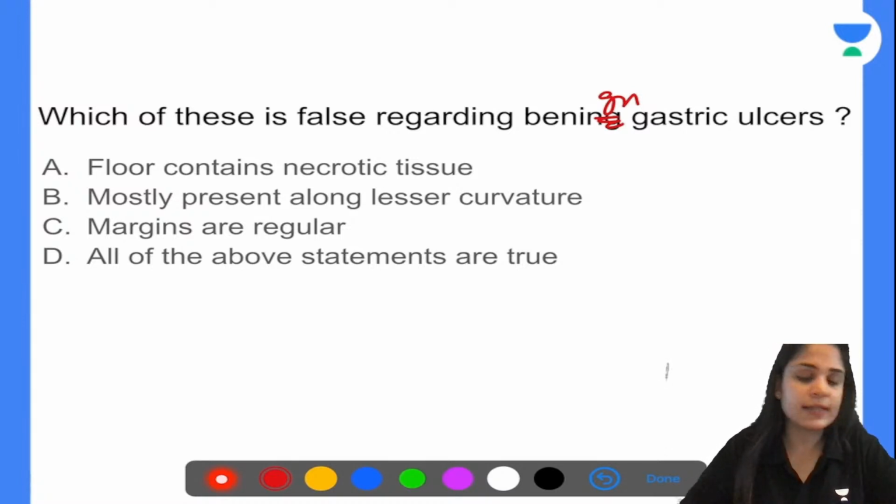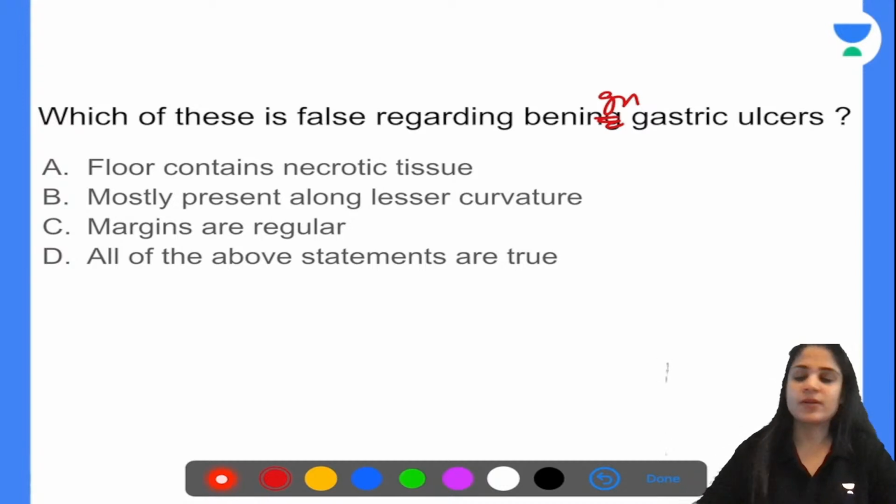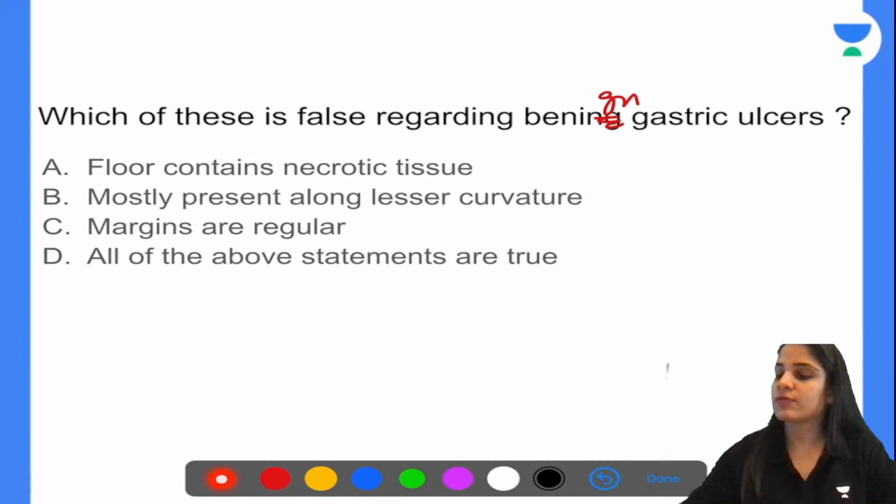Okay, so Dr. and Caffeine is saying A, Staphylococcus is saying C. Answer changed to A by Staphylococcus. Okay, so most of you have answered it correctly. So the floor cannot contain necrotic tissue. If it is a benign gastric ulcer, the floor will have normal granulomatous tissue.